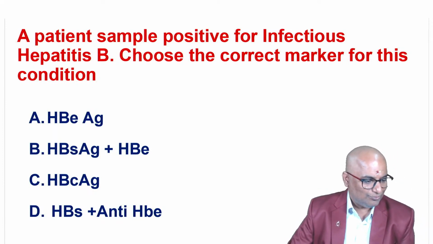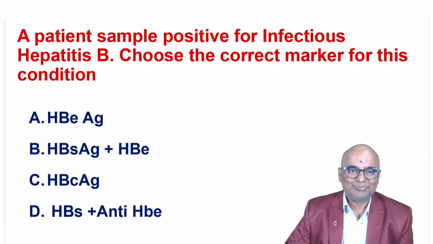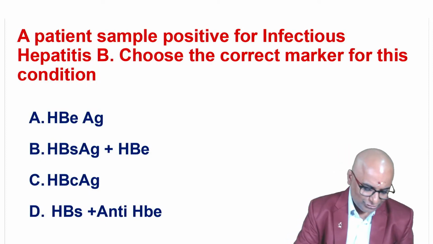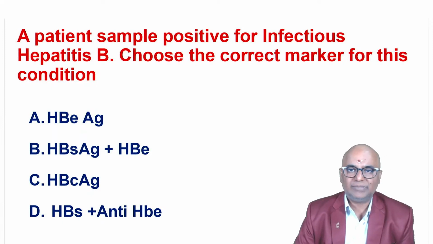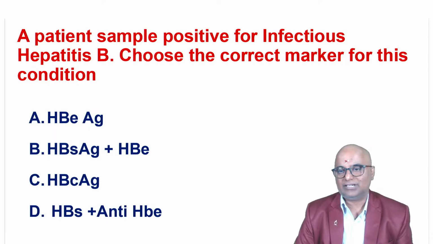Aman Khan says, oh, paper 1 is a little difficult. We'll see. First question, I start. Patient sample positive for infectious hepatitis B. Choose the correct marker for this condition.